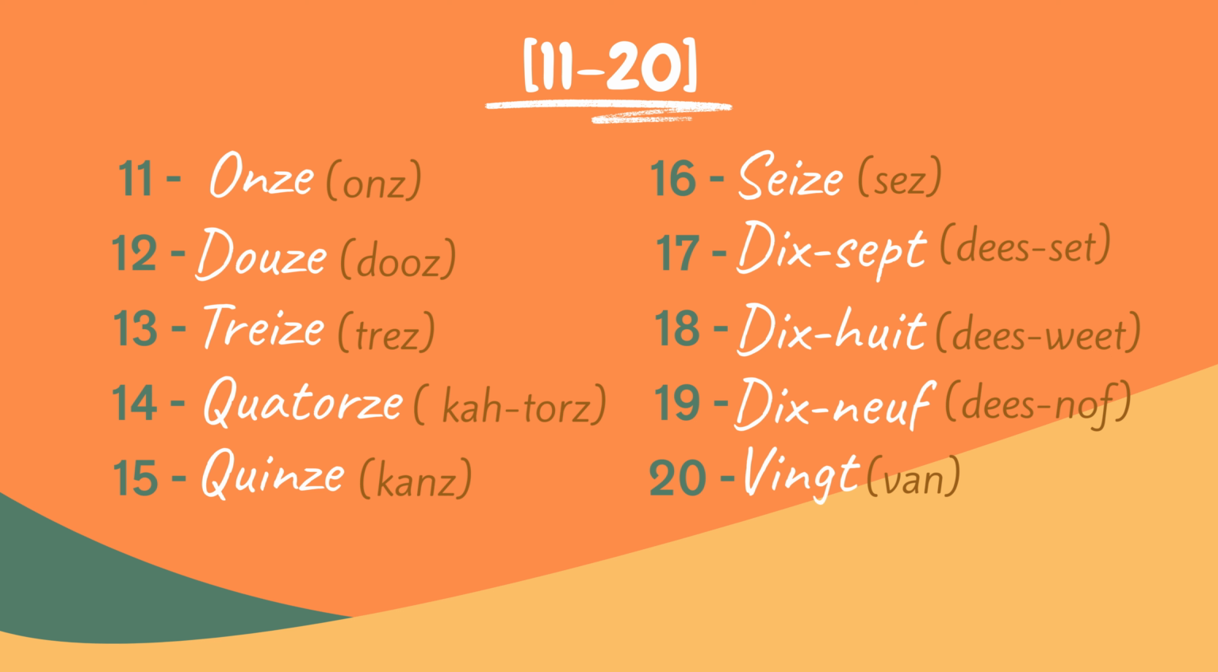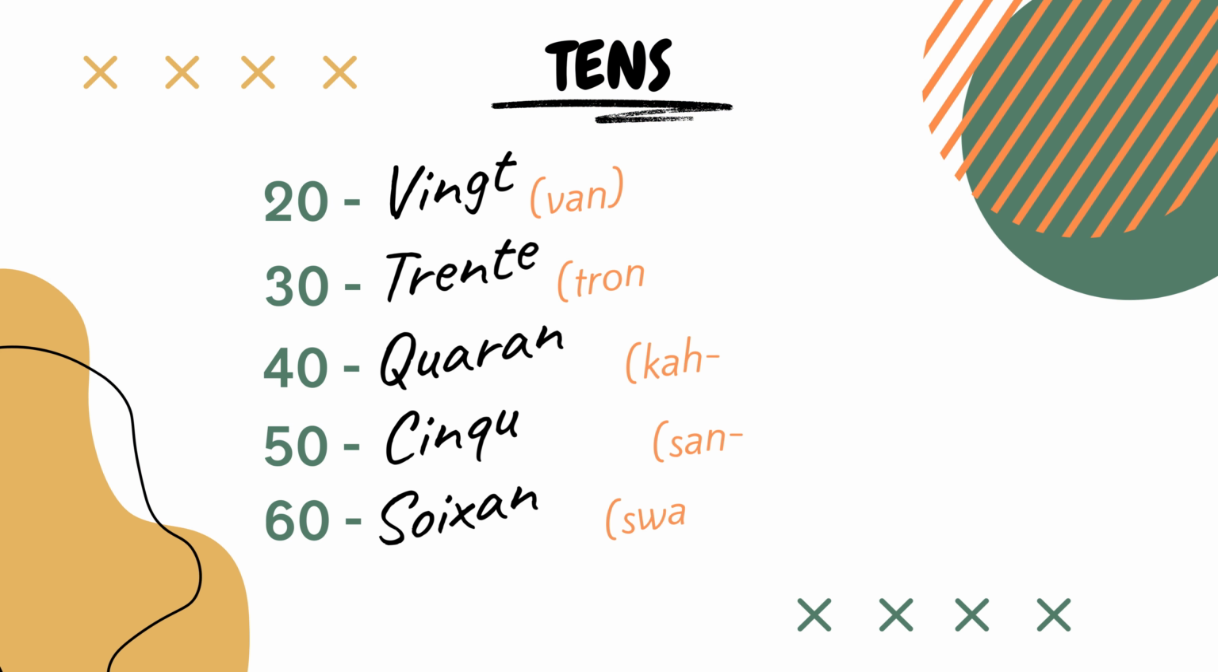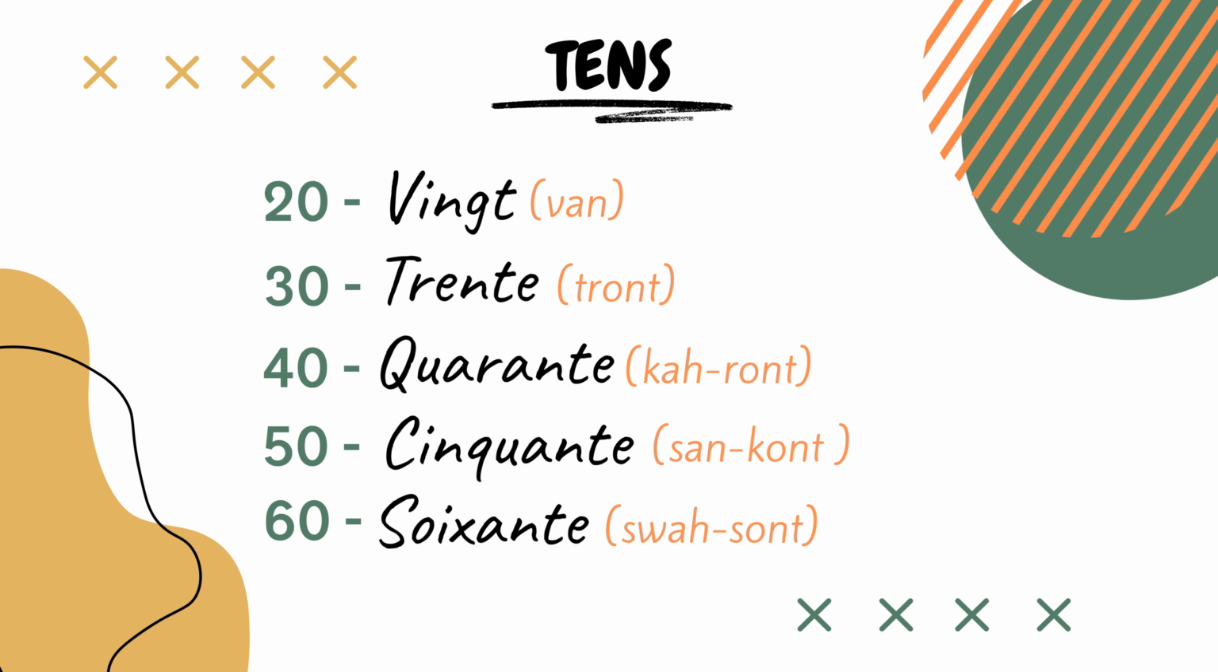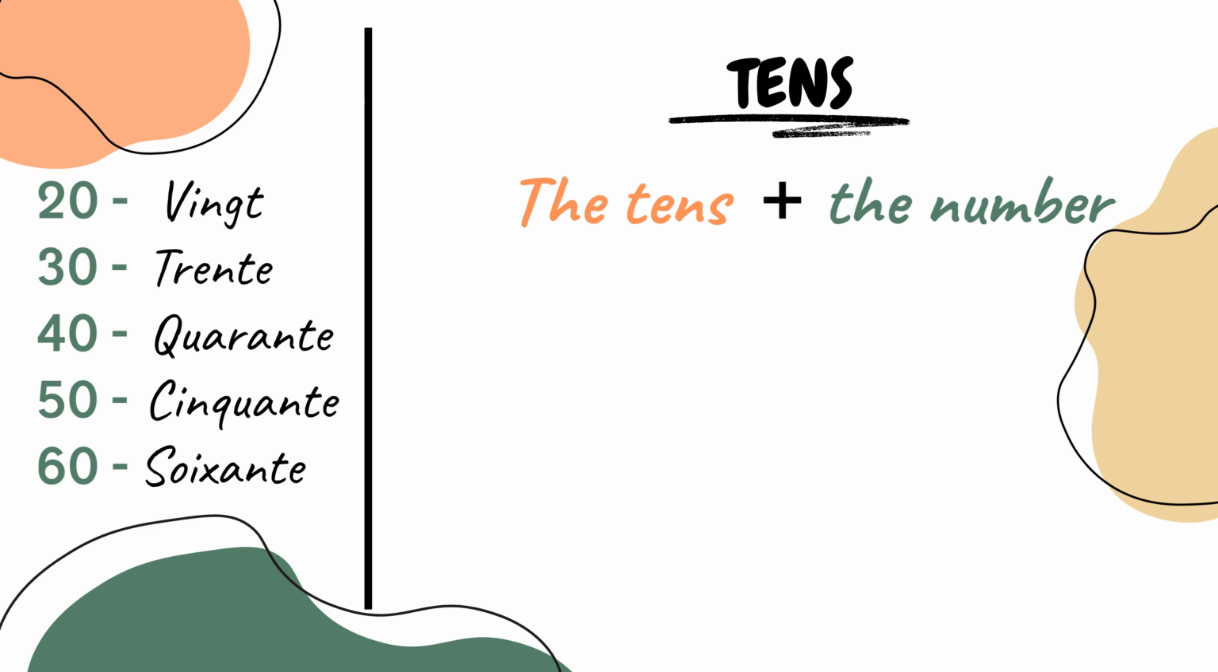Great! After mastering the first 20 numbers, the rest becomes easier because French numbers follow a pattern. Now, let's learn the tens. I'll start with the main ones. Repeat after me. 20, 30, 40, 50, 60. To create numbers after the tens, simply add the next number.